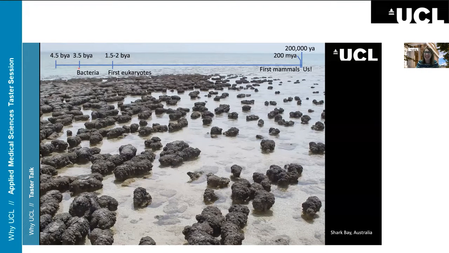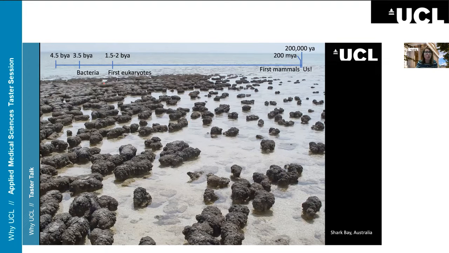So there they are. They're on the planet. They're here long before anything else. They're here well before the first eukaryotes, which were just single-celled organisms, 1.5 or 2 billion years ago. The first mammals didn't arrive until 200 million years ago, which is nothing. And us, which is the tiny pixel on the end of this line, 200,000 years ago, humans came onto the scene. So you can see the bacteria were here long before us and really had the run of the place. And we're just very latecomers.